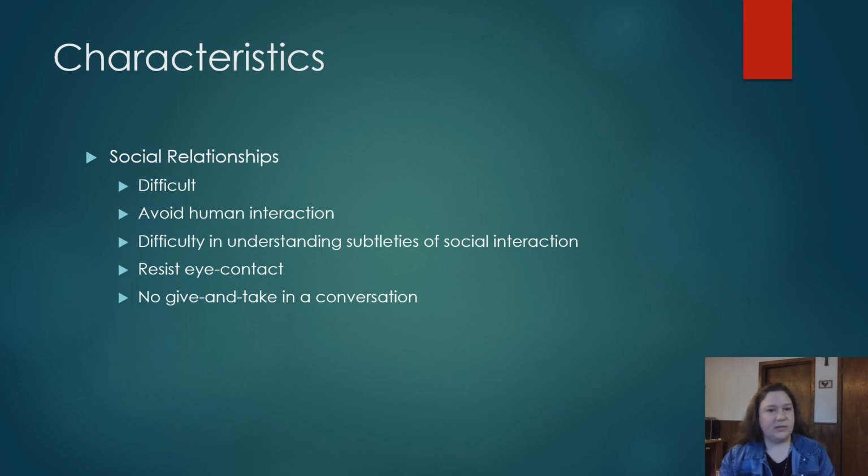They tend to resist making eye contact, either when speaking or when listening. And conversations are usually very one-sided when having conversations with people with autism. There's not that give and take. You may get very short answers, yes, no, shrug, and not much else.